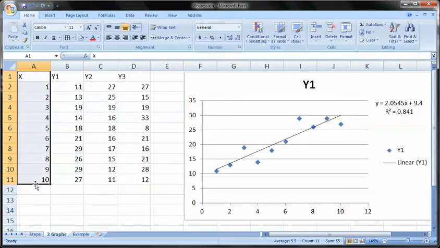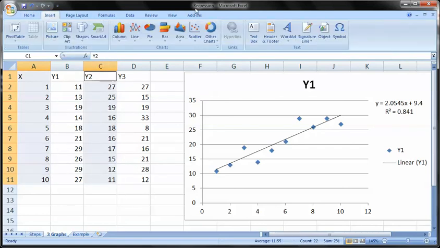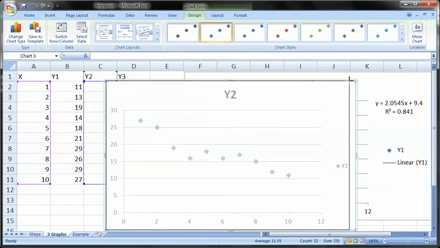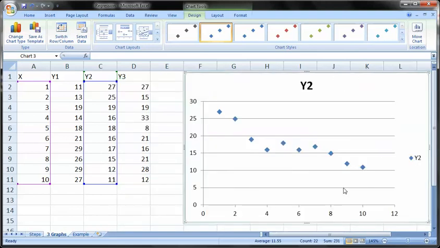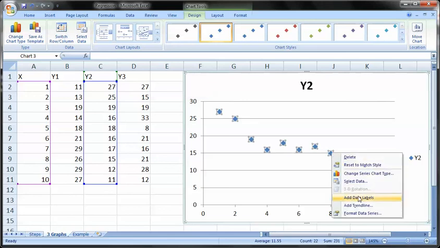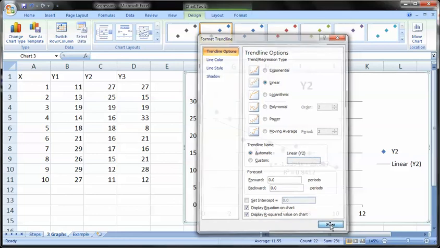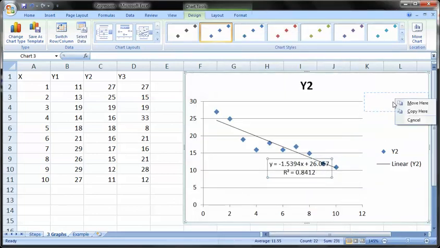So I'm going to highlight x, and while pressing the control button, I'm going to highlight column y2. Again, I'm going to insert a scatter plot. And very similar to what we have before, except now it's downward trending. So we're going to expect that our slope is going to be negative as well. So I'm going to right mouse click on any one of the points there, add trend line, linear, display equation on chart, display r squared value, push close, move it over here so we can see it.